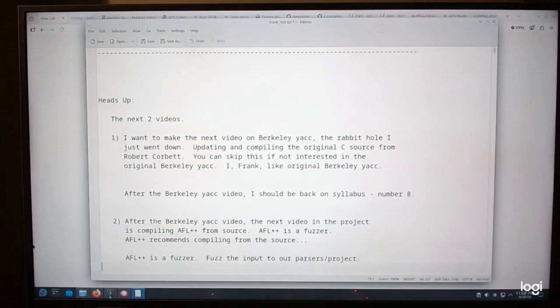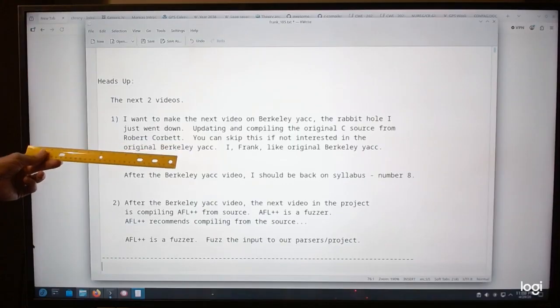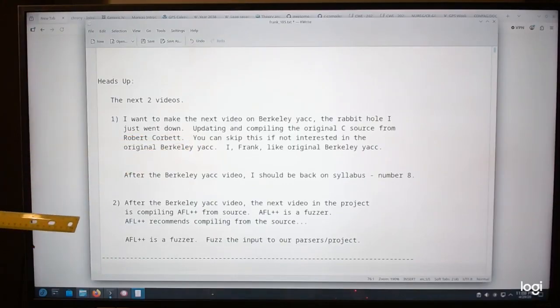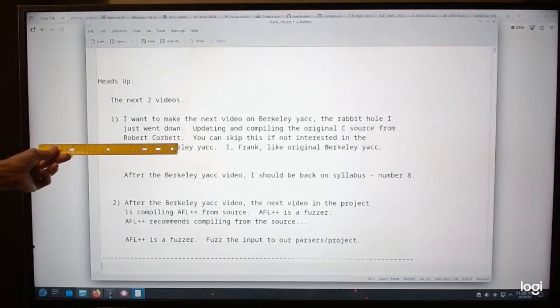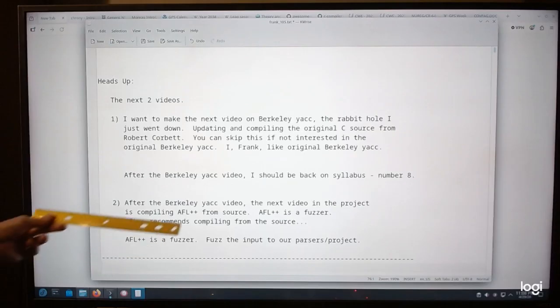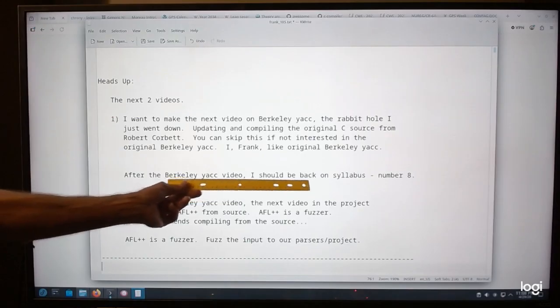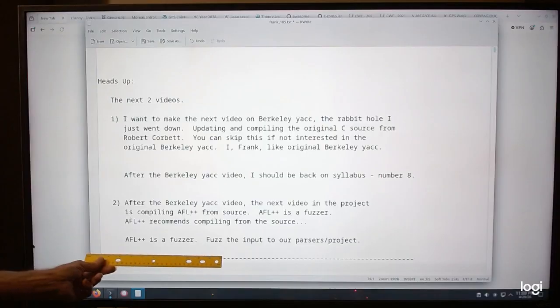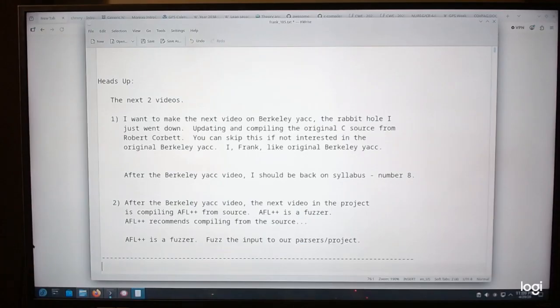Now, a heads up. I want to tell you about the next two videos that I make. I went down a rabbit hole, and I updated and compiled the C source code from Robert Corbett, and now I like the original byacc. After this rabbit hole, I'll be back on the syllabus at number 8, and that's a fuzzer. We want to fuzz the inputs to our parser project.